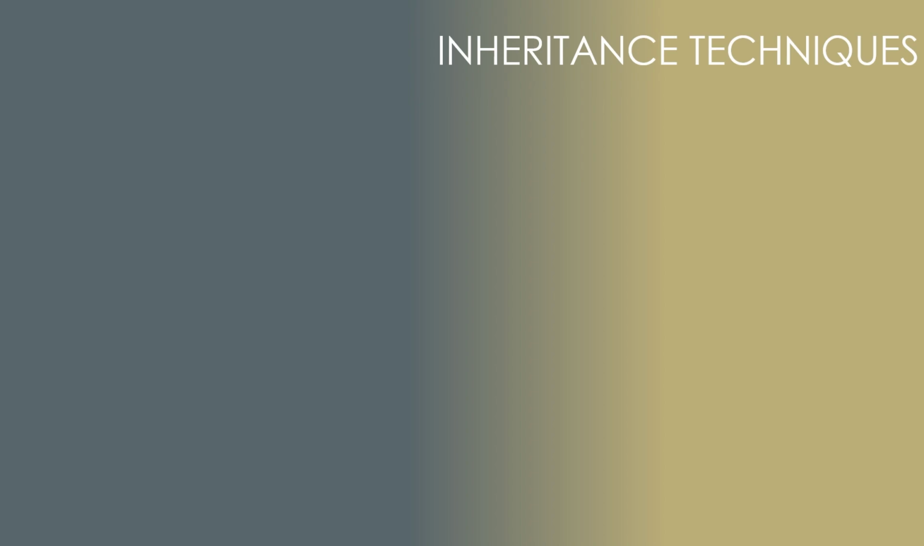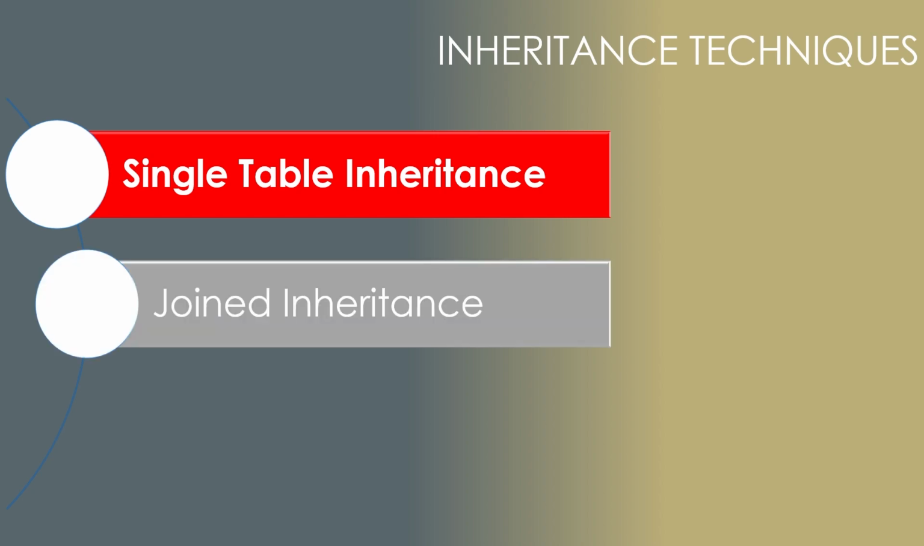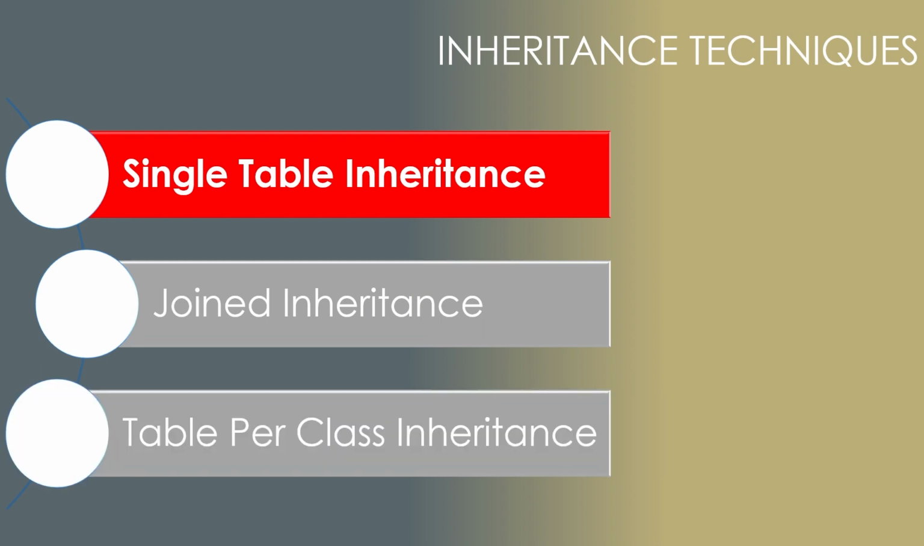Before moving directly to our first type of inheritance, let me show you what are the various types of inheritance we can have here. Number one is single table inheritance, which is something we are going to cover today. Besides this, we have joined inheritance, and the third one is table per class inheritance. These three are the most important techniques of inheritance we have in our JPA as well as Hibernate. Today, as I mentioned, we are going to cover single table.